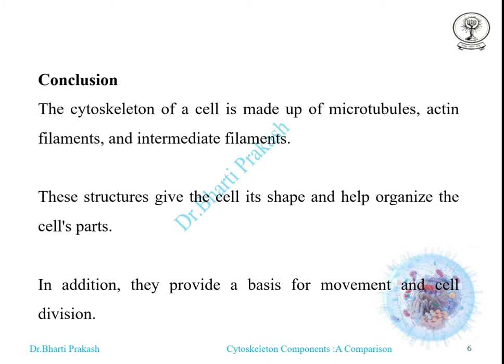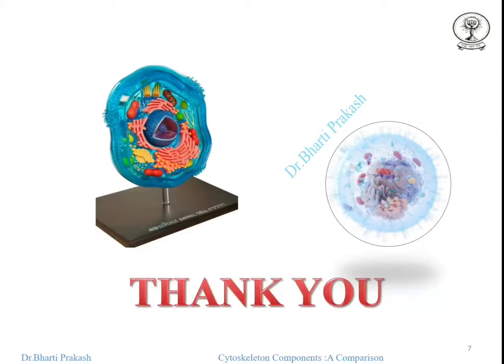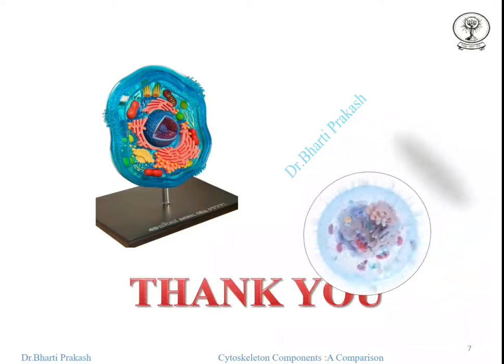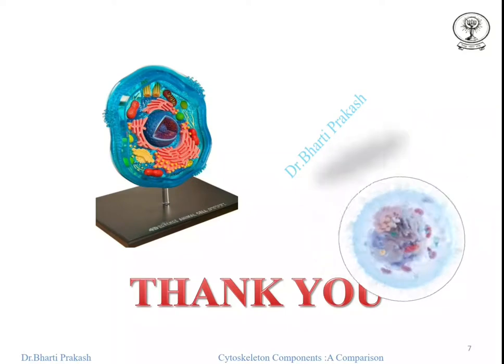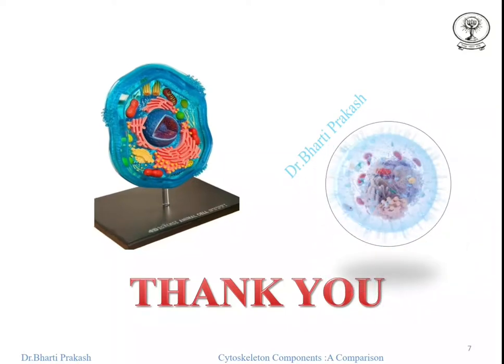So, the cytoskeleton of a cell is made up of microtubules, actin filaments, and intermediate filaments. These structures give the cell its shape and help organize the cell's parts. In addition, they provide a basis for movement and cell division. With this, we come to the end of the cytoskeleton components. And these were the major differences between the microtubules, microfilaments, and the intermediate filaments.